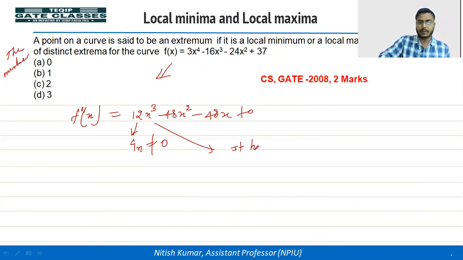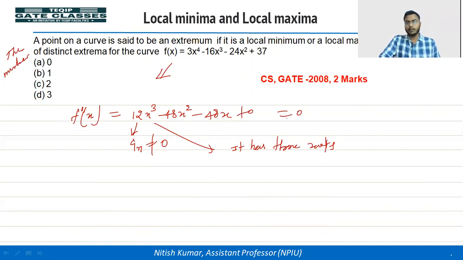So it has three roots. Okay, so that we can calculate, set it equal to 0. So you can get the 3 roots. So the number of distinct extrema for the curve would be 3. Okay, so no need to solve here. You can see the degree of the polynomial and you can answer these questions.